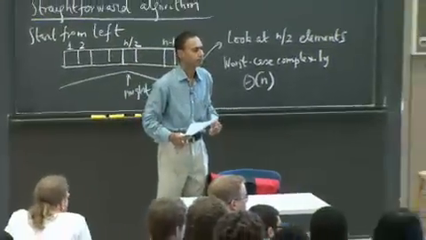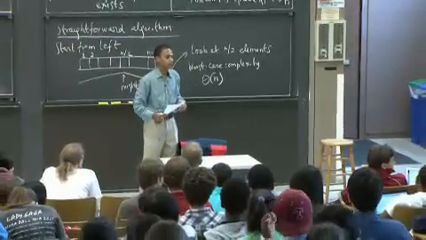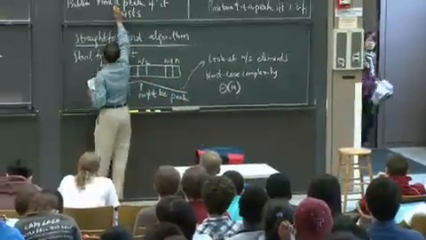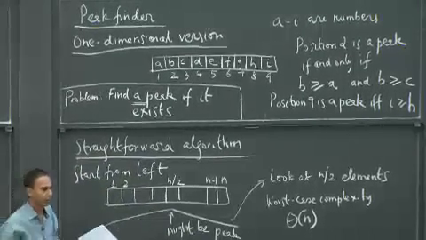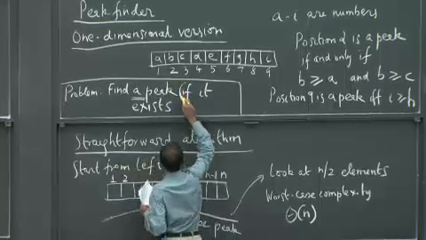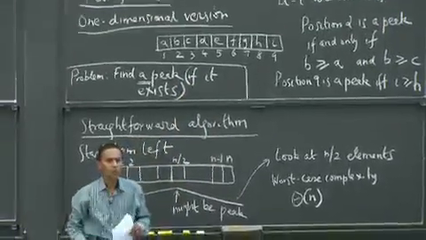Yeah? Are we assuming there's only one peak? No, we're not. Okay. It's find a peak if it exists, and in this case, it's find a peak because of the definition. We don't really need this as it was discussed.